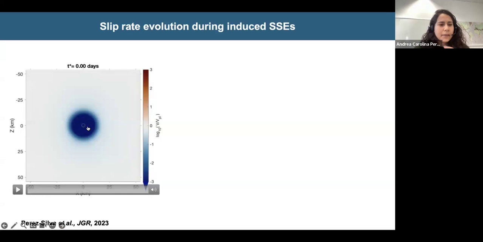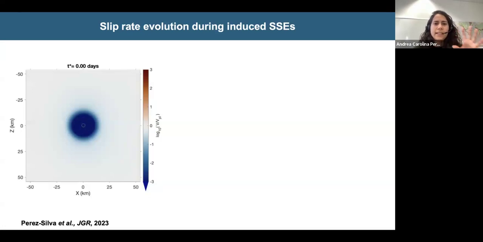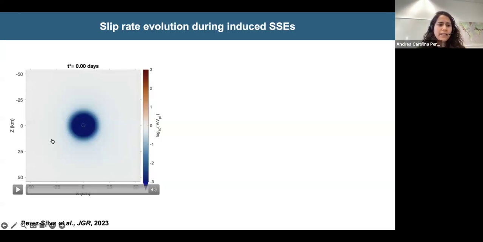So this is an example of the evolution of the slip rate during one of these induced SSEs. And this is a log scale. So red colors are above the plate rate and blue colors are below the plate rate. I'm not going to show all the locking. It is much more locked than just 3 orders of magnitude below, but just mentioning it. So this is from 0. So this is counting the injection time.